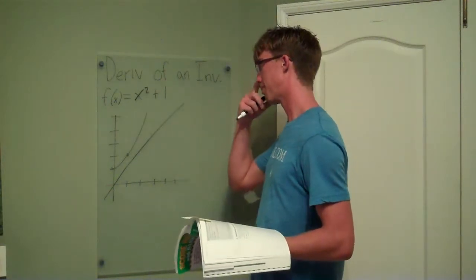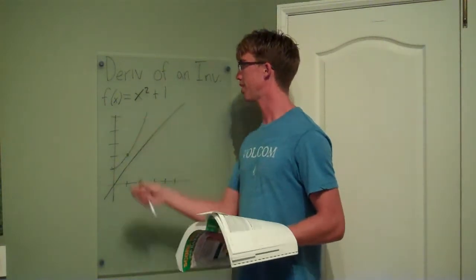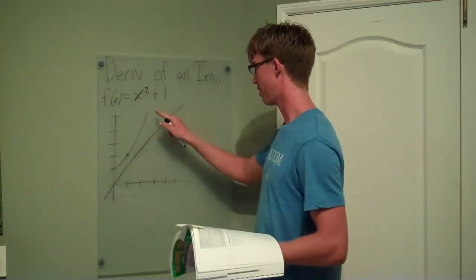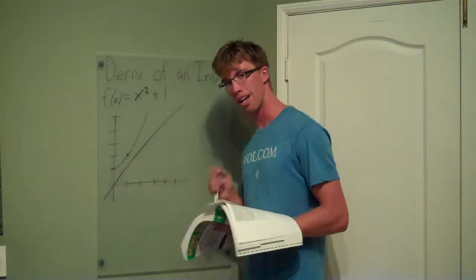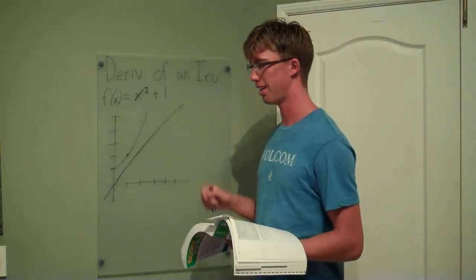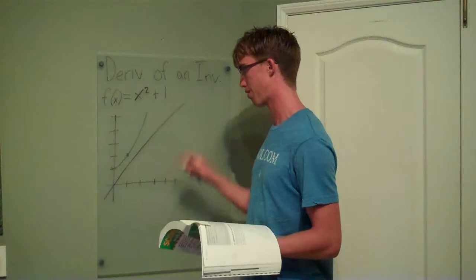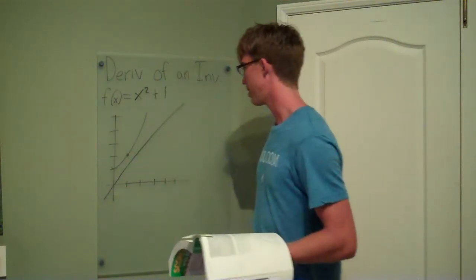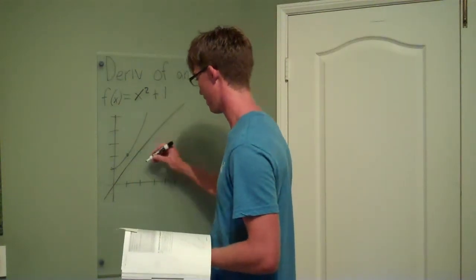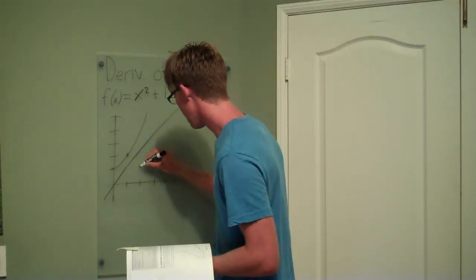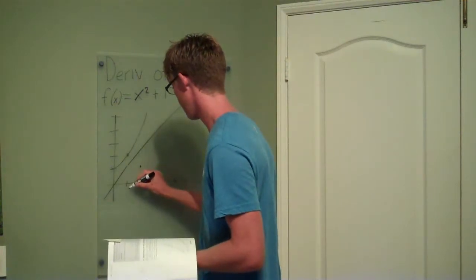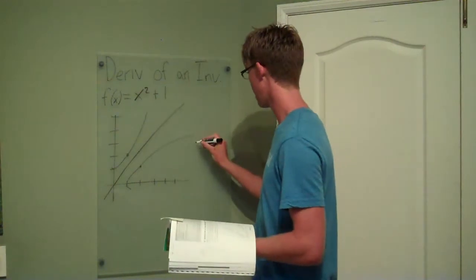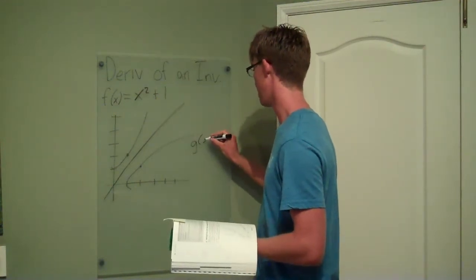graphical explanation of it. So here we have a function, f of x is equal to x squared plus 1. And that's represented by this curve here. And hopefully most of you remember that the inverse of a function is found by reflecting that function across the origin, which is this line here. And so, the inverse of f of x here would look something like this. And we'll call that g of x.